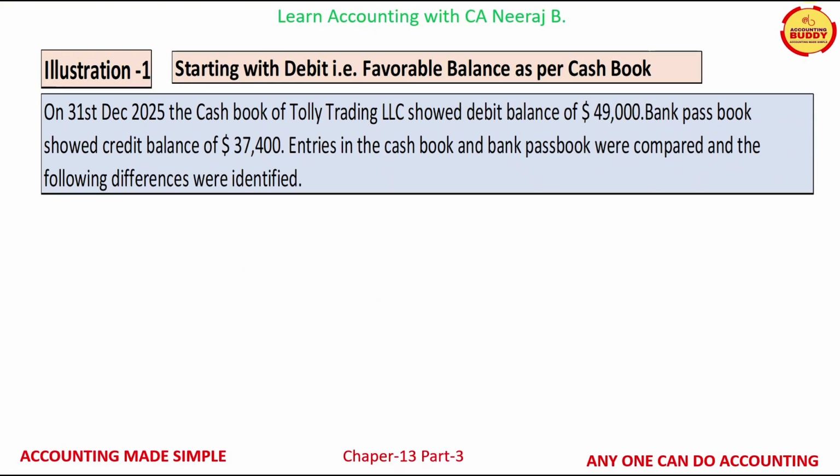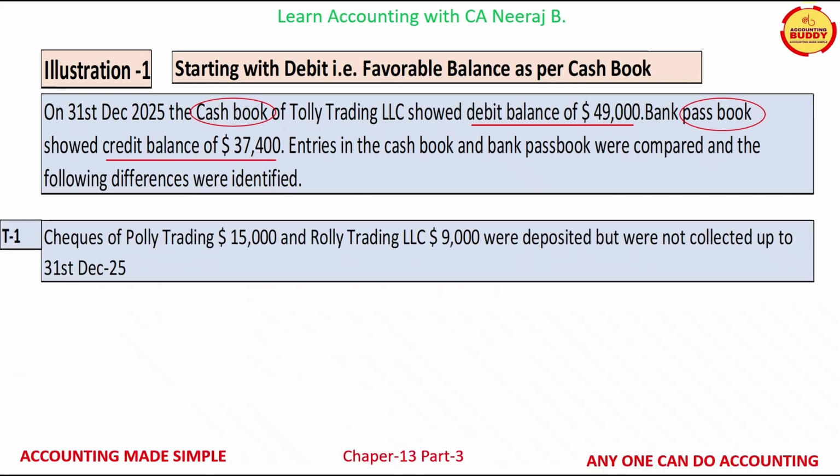Let us now understand the concept of bank reconciliation statement with a real life illustration. On 31st December 25, the cash book of Tully Trading LLC showed a debit balance of $49,000. Bank passbook showed a credit balance of $37,000. Entries in the cash book and the passbook were compared and the following differences were identified.